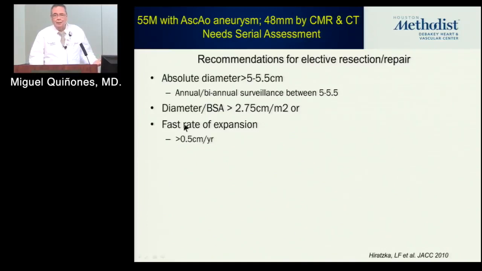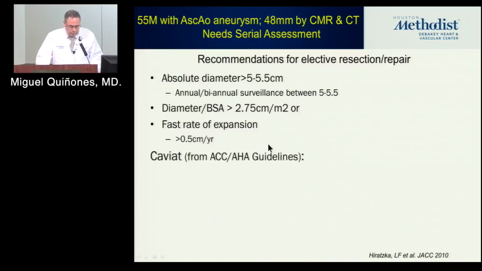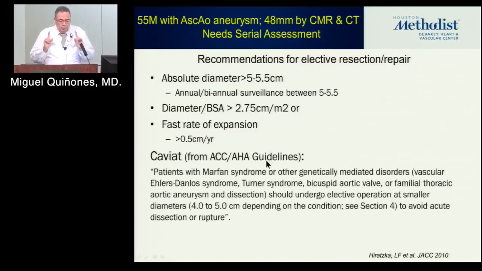And if it was technical, you're sending somebody prematurely for an operation. Caveat, this comes from ACC/AHA guidelines. Patients with Marfan syndromes or other genetically mediated disorders, like Ehlers-Danlos, Turner's, and even bicuspid valves, should undergo elective operation at smaller diameters, depending on the condition, and they have a special section for that.